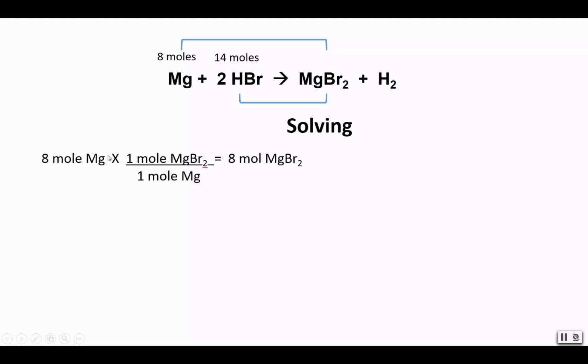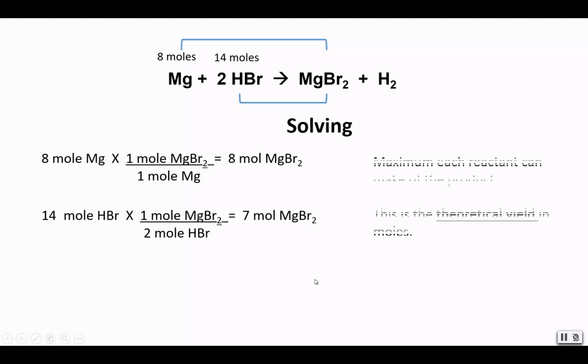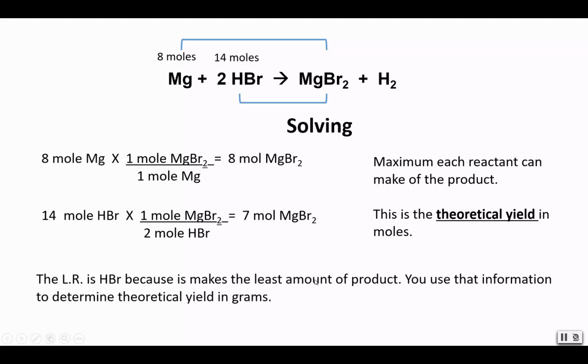I'm going to take moles of magnesium and determine how many moles of magnesium bromide I can make, and I use the molar ratio. I did the same thing with hydrobromic acid, using the molar ratio between those two to determine how much it made. So theoretically, it cannot make more than 7 moles of magnesium bromide, and in this one, it cannot make more than 8 moles. That's the maximum theoretical amount that it can make. So that's why they're called theoretical yields.